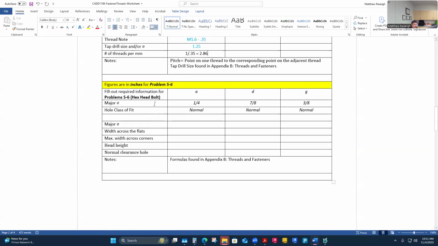So this is a hex head bolt. And so, oh yeah, this is going to be related to how I'm going to fill out some of the necessary information for when I go to draw it actually. So I like it now.